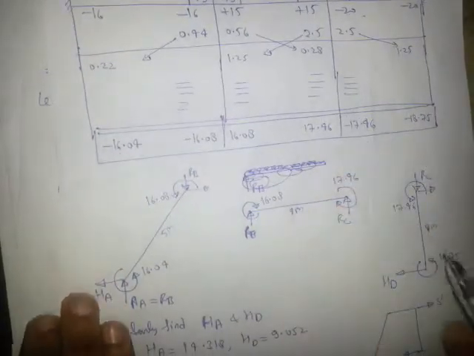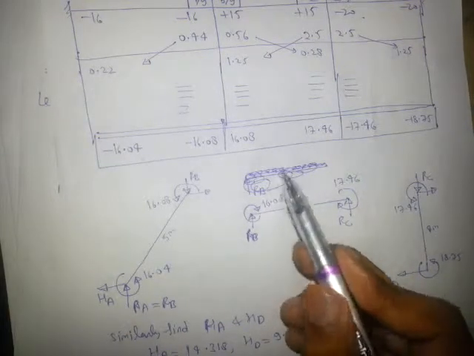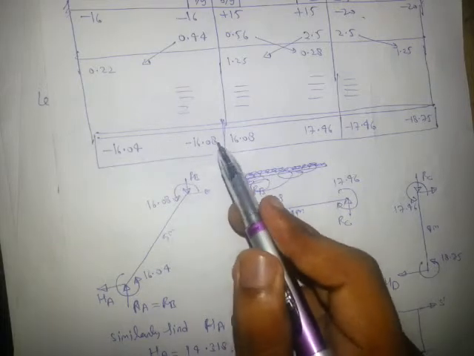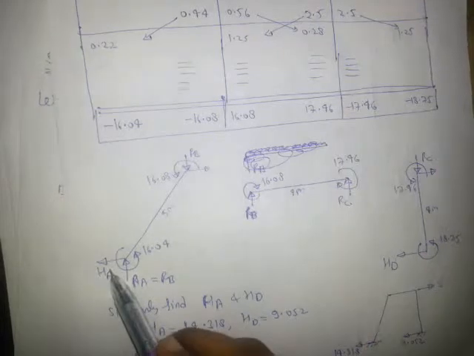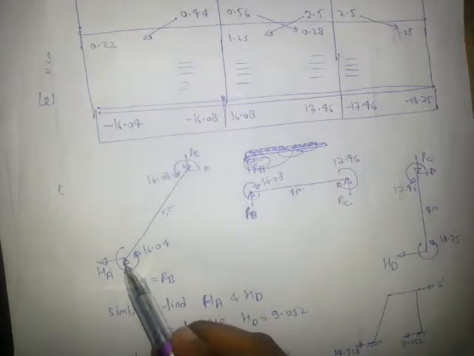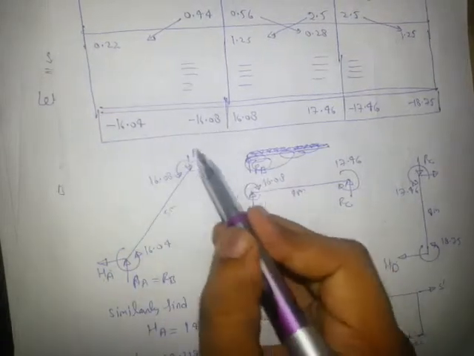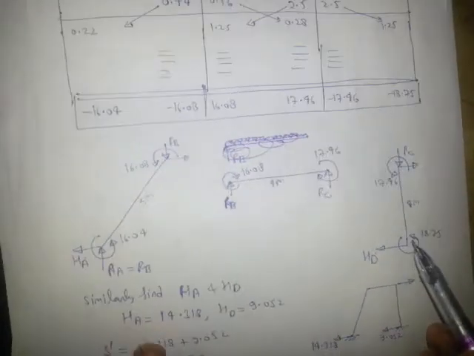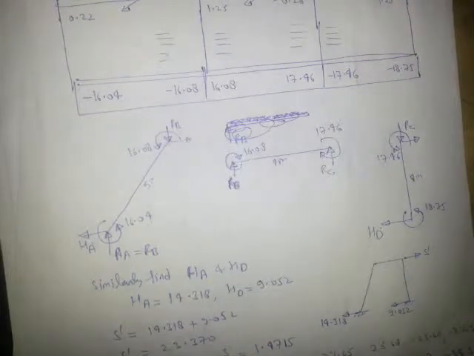What is the requirement? We have to multiply by S upon S dash. S is already known, we have to calculate S dash. S dash will be calculated as HA plus HD equal to S dash. But how to find HA? In order to find HA, you have to write these end moments. This is minus anti-clock, this is minus anti-clock, this is plus means clock, this is plus clock, minus anti-clock, this is minus anti-clock.